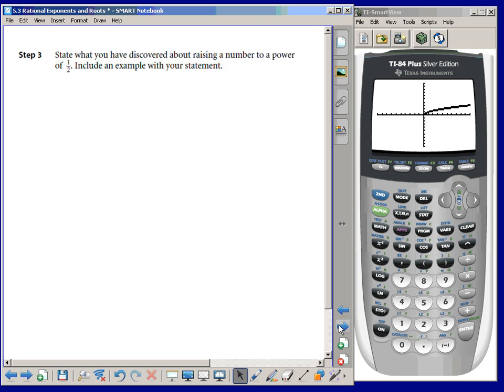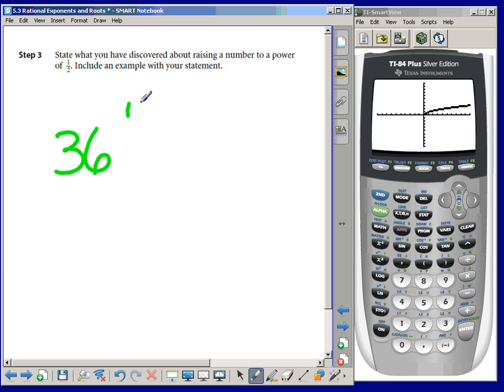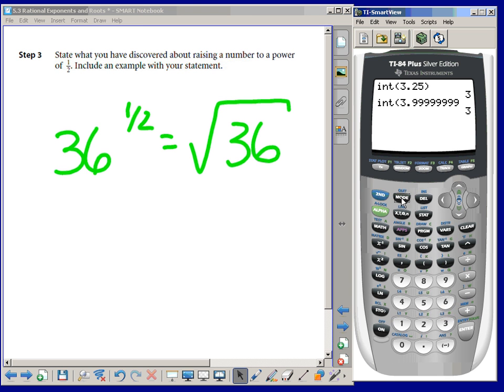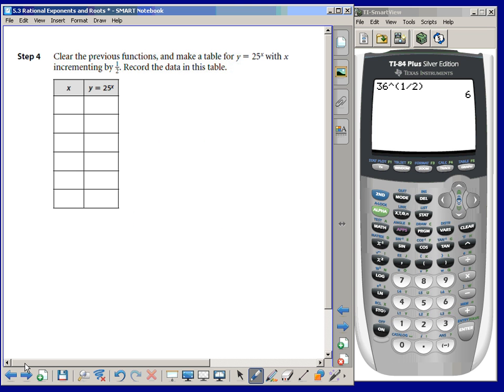State what you've discovered about raising a number to a power of 1/2. I've discovered that if I do something like 36 to the 1/2 power, it's the same as the square root of 36. I'm going to use this as my example with my statement. If I go to a blank screen, we all know that the square root of 36 is 6. Let's just confirm that 36 to the parentheses 1/2 power is also 6. All right. So we appear to be right on board here. Hopefully this is what you guys were discovering in class today with your teammates.